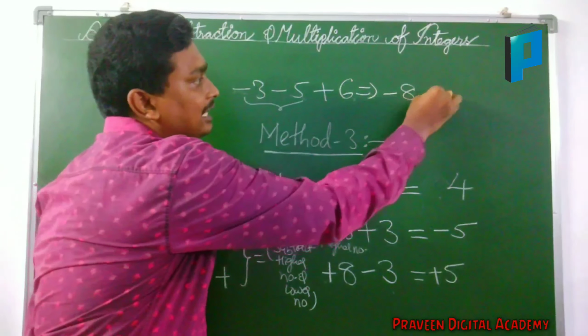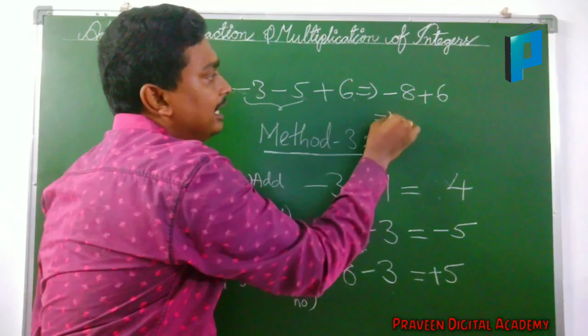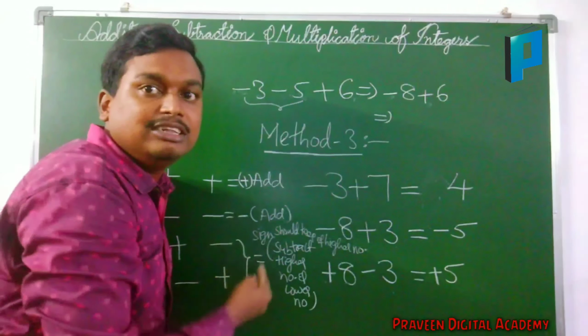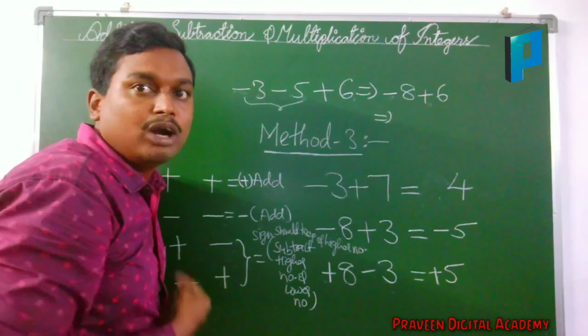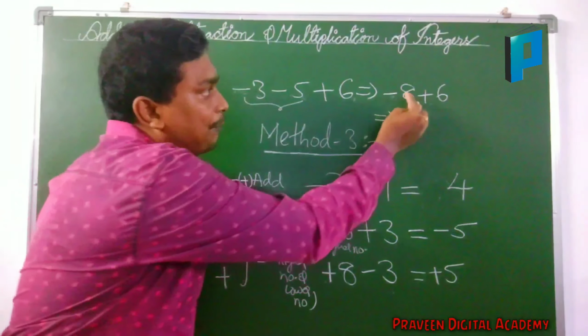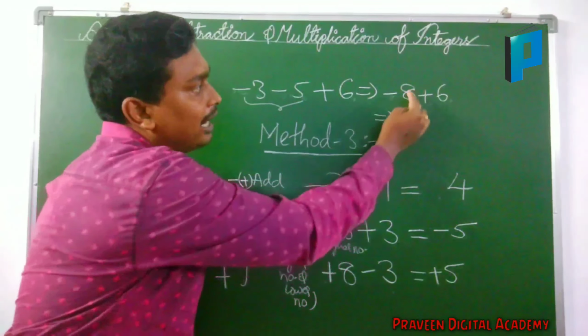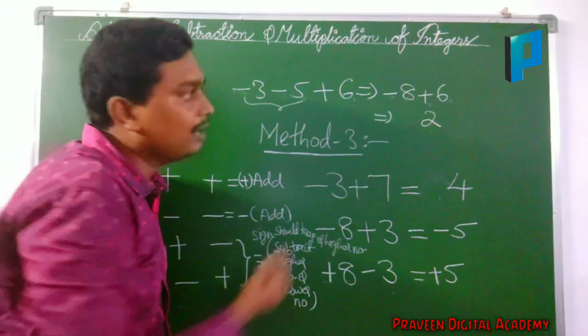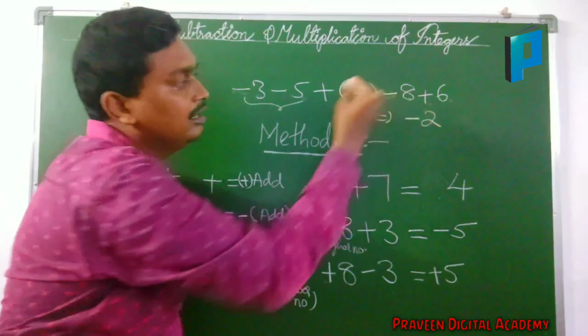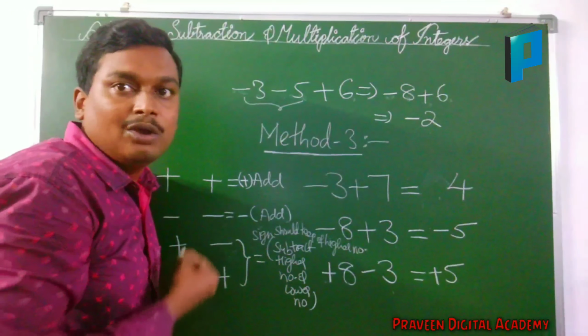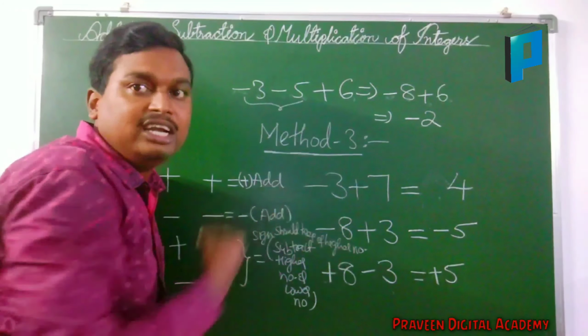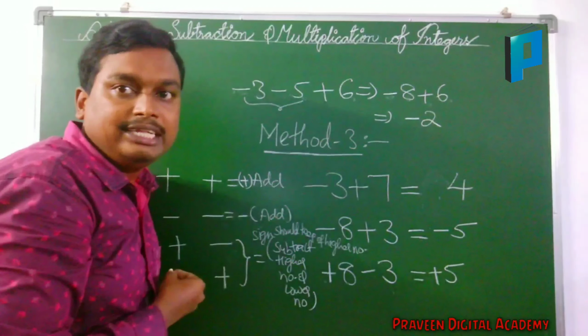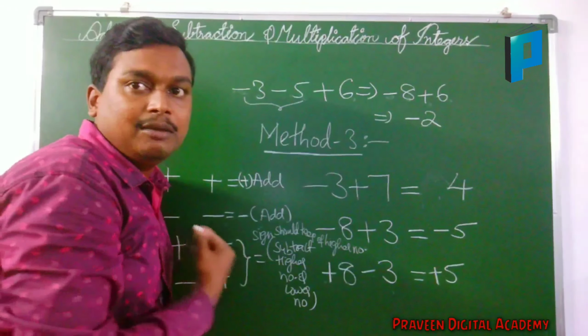And here plus 6 is there. Write down plus 6. Here is one minus and one plus. This comes under method 3. What do we have to do in method 3? Subtract the higher number and the lower number. 8 minus 6 is 2. And keep the sign of the higher number. What is the higher number's sign here? Minus. In this way, we can solve 2 or more integers. We can solve it very easily by these 3 methods.